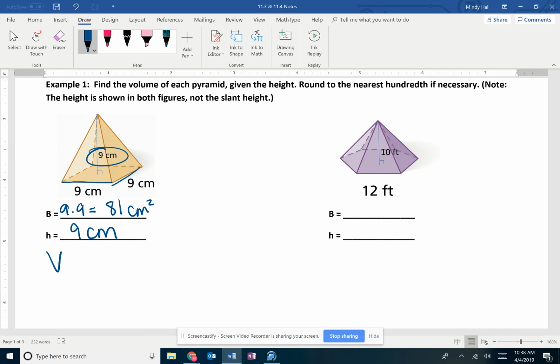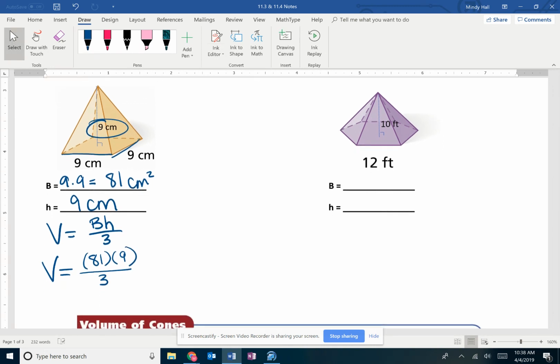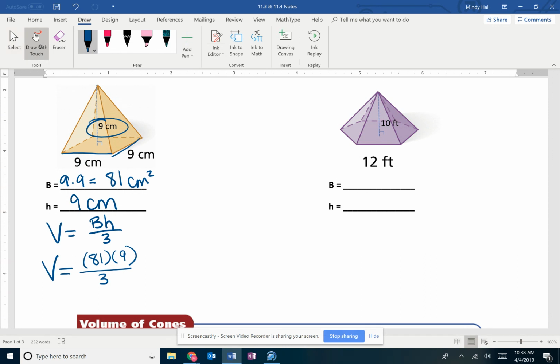So when we do our volume formula, base area times height divided by 3, you're just plugging in the numbers. The base area we found was 81. The height was 9. And then we have to divide by 3. And so then you pull out your handy dandy calculator if you can't do it in your head. 81 times 9 divided by 3 is 243, and this would be centimeters cubed.